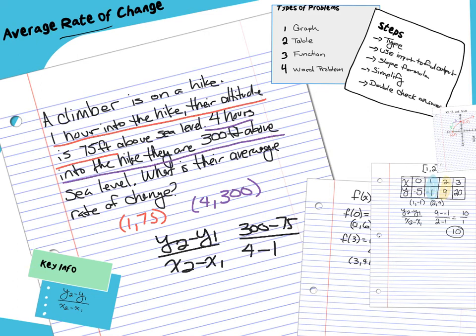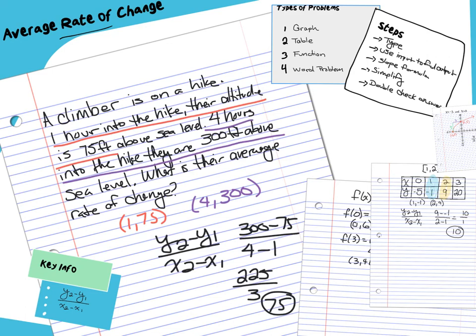Sorry, Percy's getting comfortable. To finish this off, that'll be 225 divided by 3. And in that case, that can actually simplify down to 75. And it's not just 75 in this case, it's 75 feet per hour. I'm just running out of little space here, so 75 feet per hour.